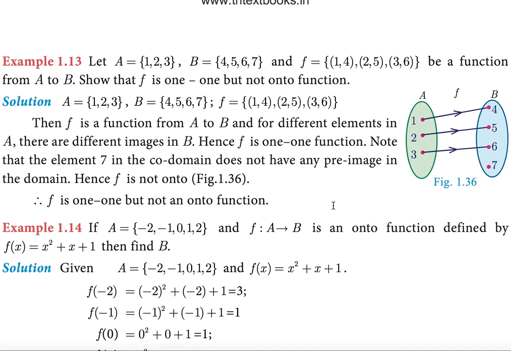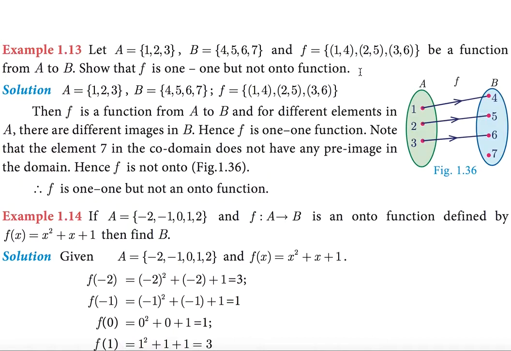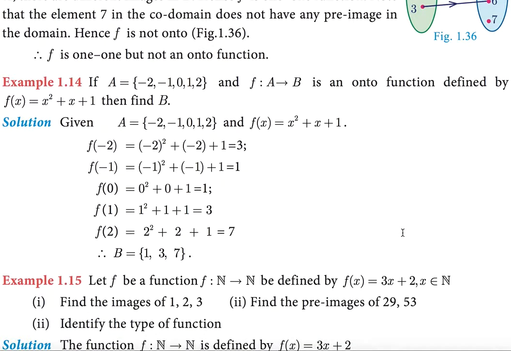Okay. A is this, B is this, F is this. We have a function from A to B. Show that F is 1 to 1 but not onto function. 1, 2, 3, 4, 5, 6, 7. This is clearly 1 to 1. Note element 7 is not in the codomain. Codomain is only 4, 5, 6. So this is not an onto. Not an onto. Okay.